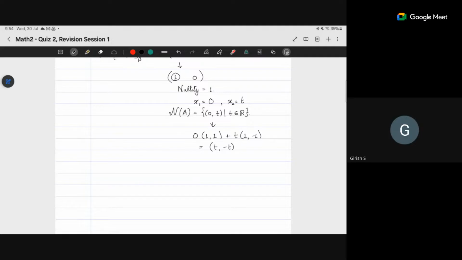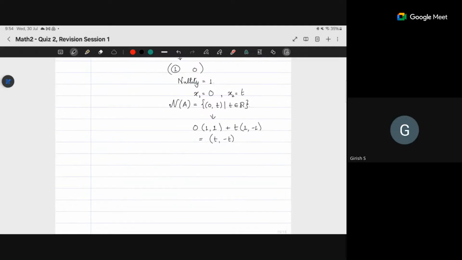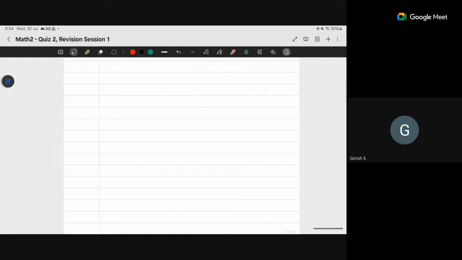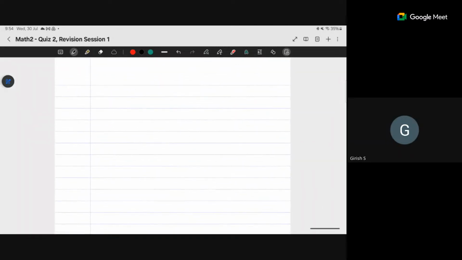Or let's take this one as the final example of this thing. Let's take, let's say, 4 cross 3 with the 2. That should be fine.